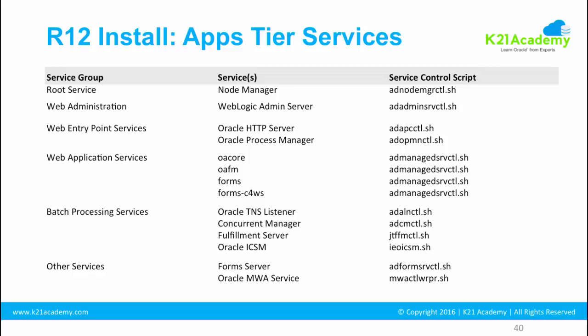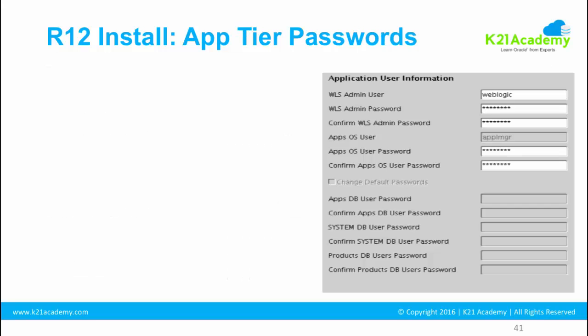Then web administration is your WebLogic Admin Server. Again, this is a root service on the administration node. You can't remove that. Then you have a web entry point, which is your Oracle HTTP Server and OPMN, Oracle Process Manager. We saw that earlier. Then your web application services, which are your 4 managed servers, which we saw in the console in module 1. Then you have batch processing services, which are your concurrent manager, fulfillment, and TNS listener. Again, we'll go into that detail in the Oracle Concurrent Processing module. And then other services like Forms server and MWA, which is for mobile applications. We'll look into that as well.